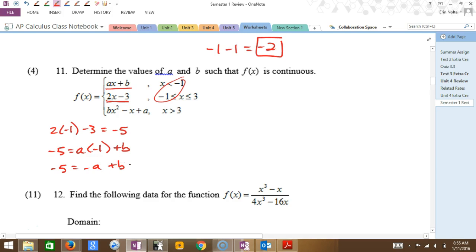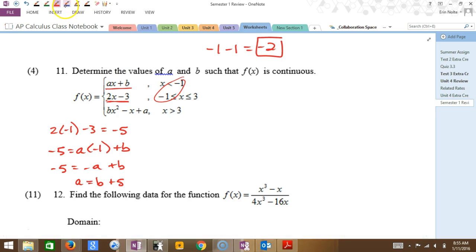So I want to solve for one of these variables. Which one will be easiest? A? You want to solve for A? I feel like B, but okay, A. Barron says so. So then A would be B plus 5, right? Because you'd add the A and then add the 5.